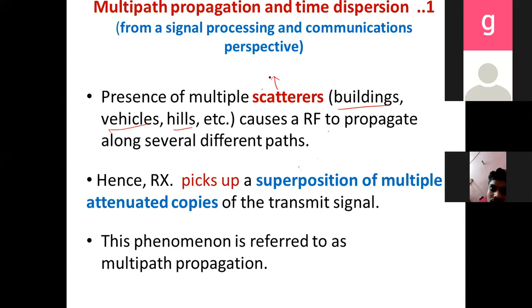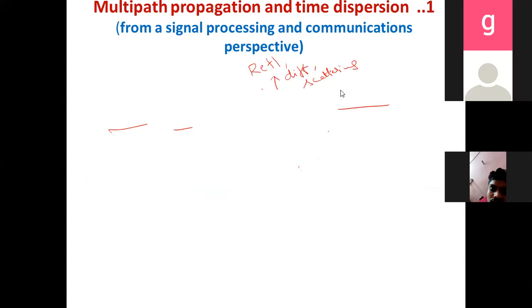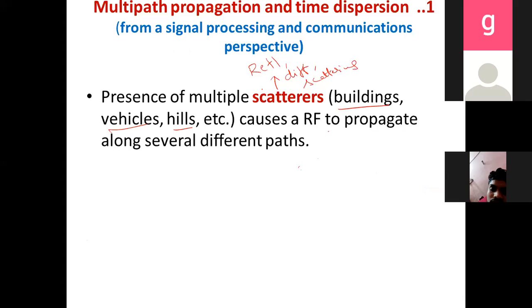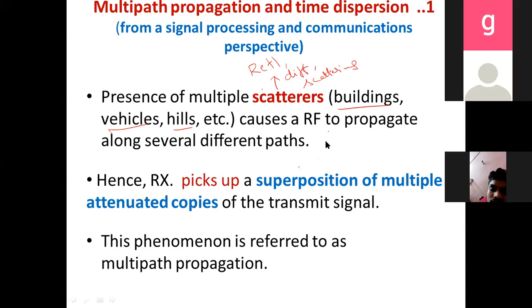Scatterers here means I'm combining all the parameters: reflection, diffraction, scattering. There are four things you can see here. And for the transmitted signal after reflection, a part of it may be transmitted, a part of it may be reflected. So hence, a receiver picks up a superposition of signals from all multiple objects.